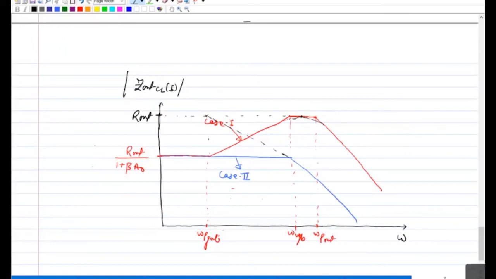Which means the closed loop and open loop will intersect at what point? They will intersect at UGB, correct? And after UGB, your system is behaving like an open loop. So that means your closed loop impedance response and open loop impedance response will coincide with each other after omega UGB. So there is no effect of the zero here. You have only the pole. Correct? Any confusion in this?